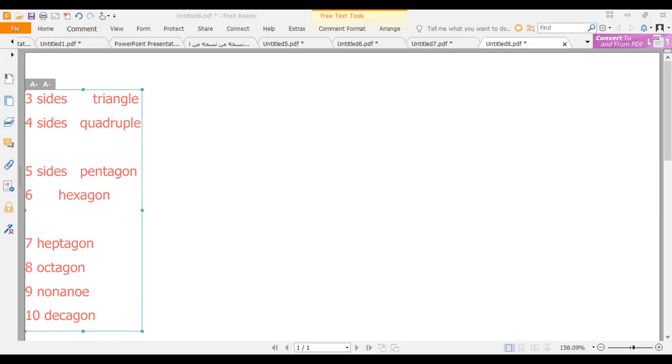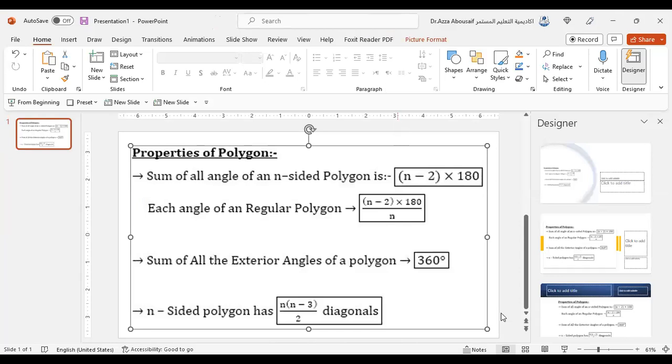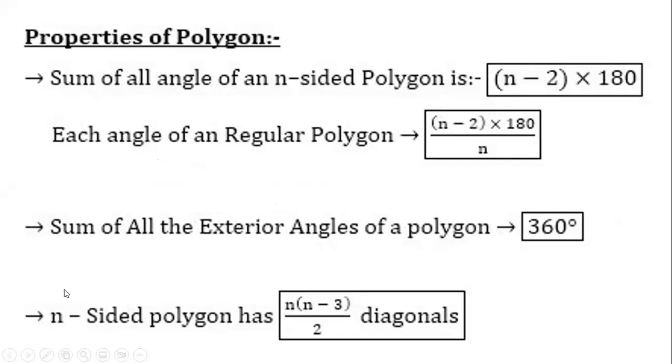Okay, now I will share my screen again. Okay, this PowerPoint. Try to write all of these formulas, please, and I will explain them. If you want to find the sum of all angles in an n-sided polygon, you can use this formula: n minus 2 times 180. Each angle of a regular polygon will be n minus 2 times 180 over n.